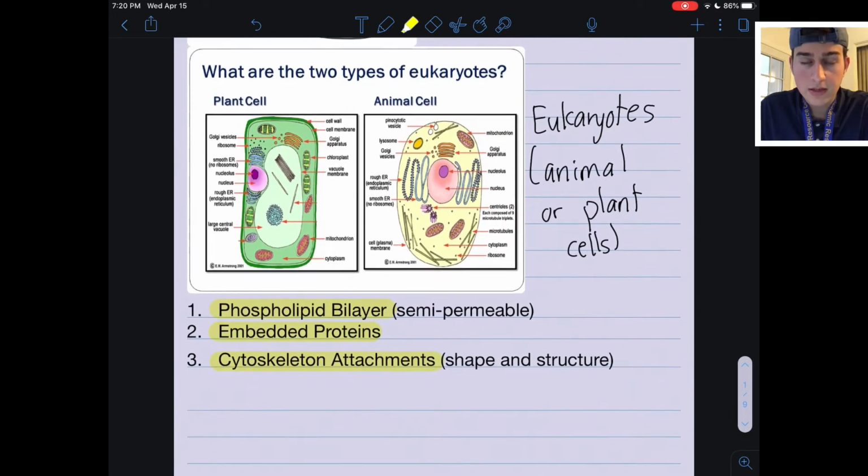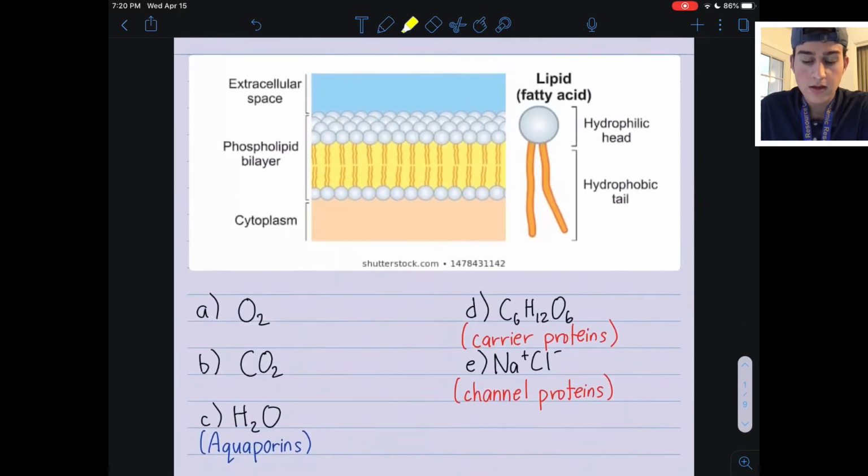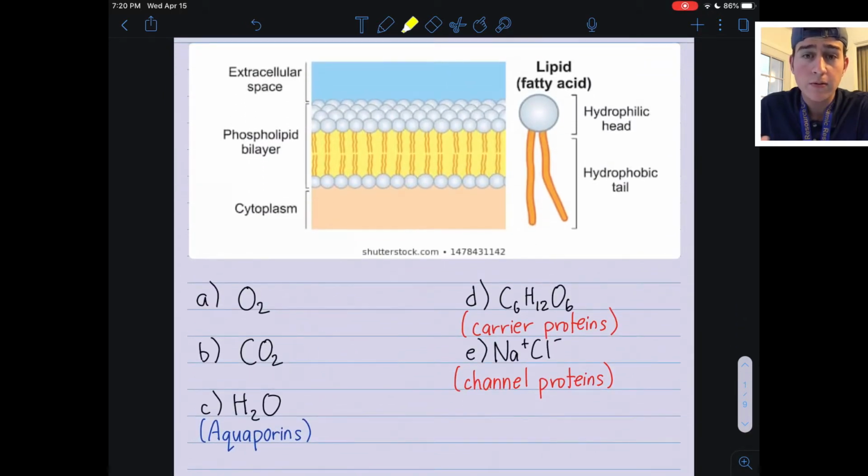Okay? And each cell membrane or plasma membrane consists of three things, which is the phospholipid bilayer. We went over this in the lipid lecture, where it contains hydrophilic heads and hydrophobic tails, embedded proteins, and cytoskeleton attachments. The embedded proteins allow specific molecules to pass through the phospholipid bilayer, and the cytoskeleton attachments help form its shape and its structure. As shown here, there are some examples, and we're going to work as a class together to see if specific molecules can pass through.